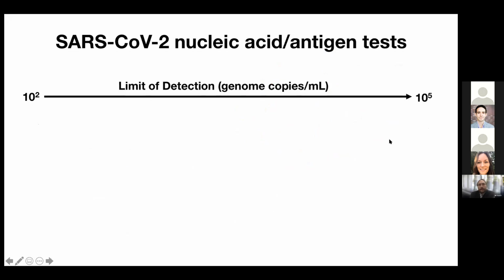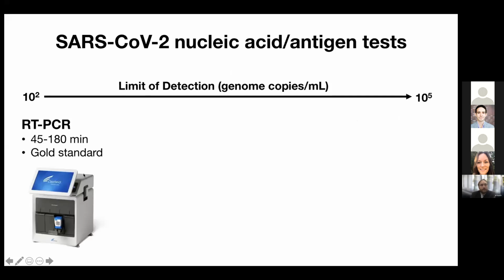So one way to think about diagnostic tests is to think about their limit of detection. How low can you go? How little virus can you detect with a diagnostic test? And this is often measured in genome copies per milliliter, and this is relevant to nucleic acid and antigen tests. So the most sensitive at the left side of the screen here are the reverse transcriptase PCR tests. This is really our gold standard for testing. Turnaround time typically is 45 minutes to a couple of hours. Delays may be longer depending on infrastructure in a laboratory.